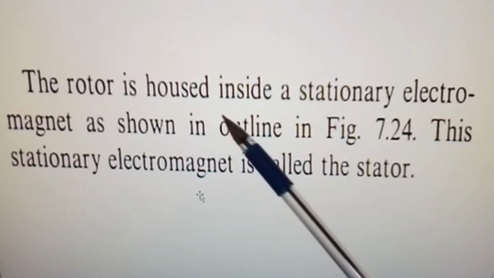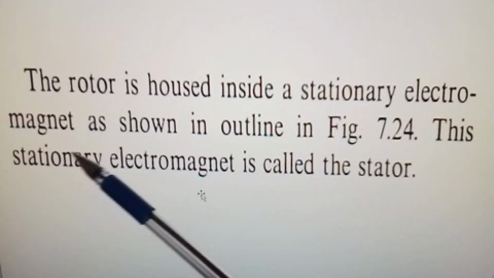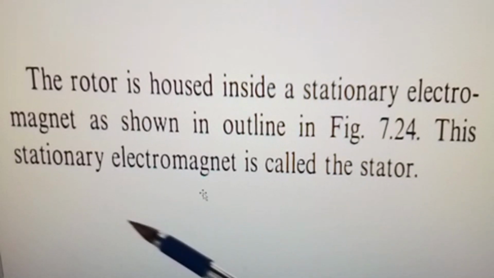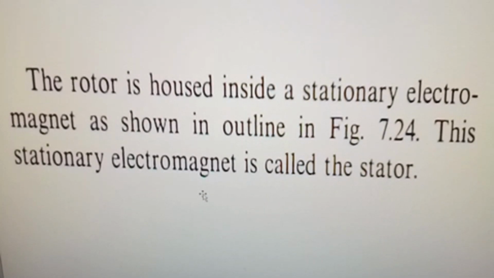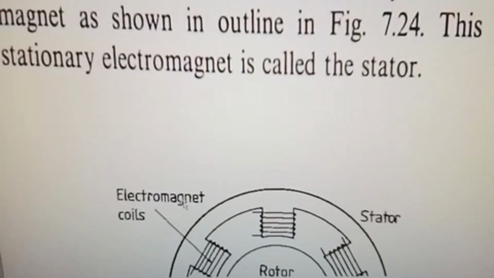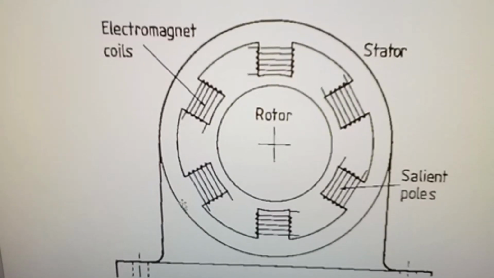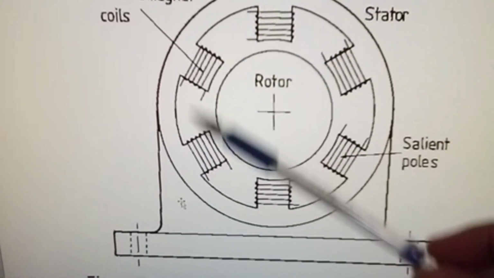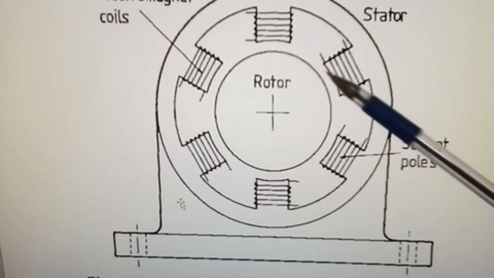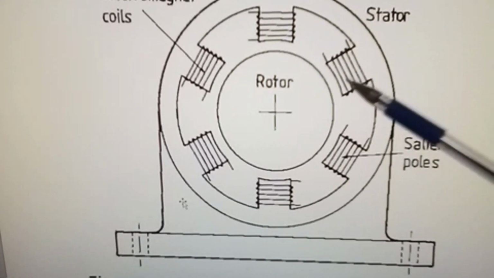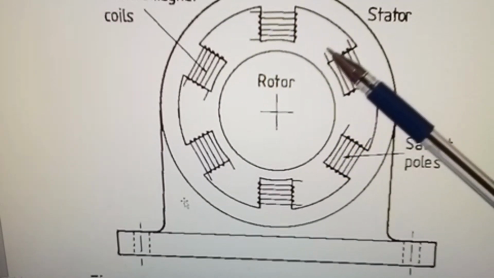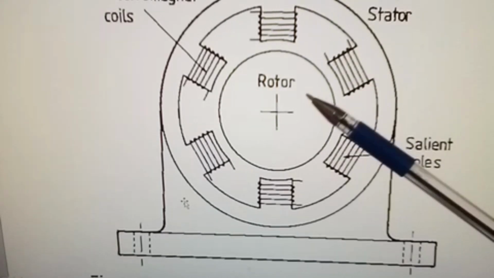The rotor is housed inside a stationary electromagnet, as shown in outline in figure 7.24. This stationary electromagnet is called the stator. It is housed within that stator magnetic field. And here we have what it would look like. That's your stator body. These would be your electromagnetic coils, and here we have 1, 2, 3, 4, 5, 6 poles. So this is a 6-pole motor. In short, this would be 3 pairs.